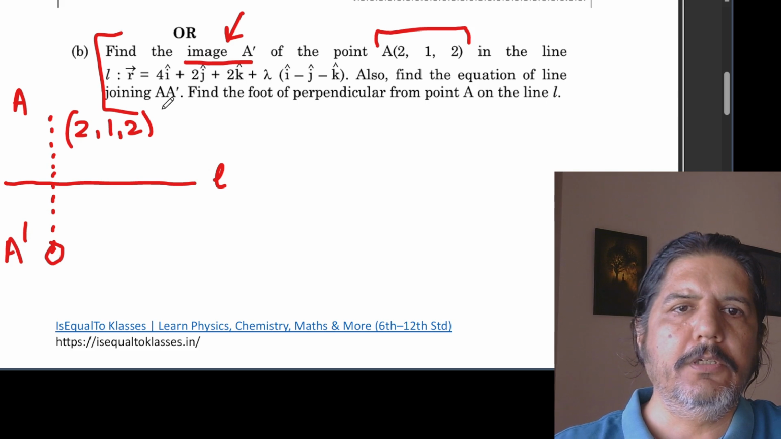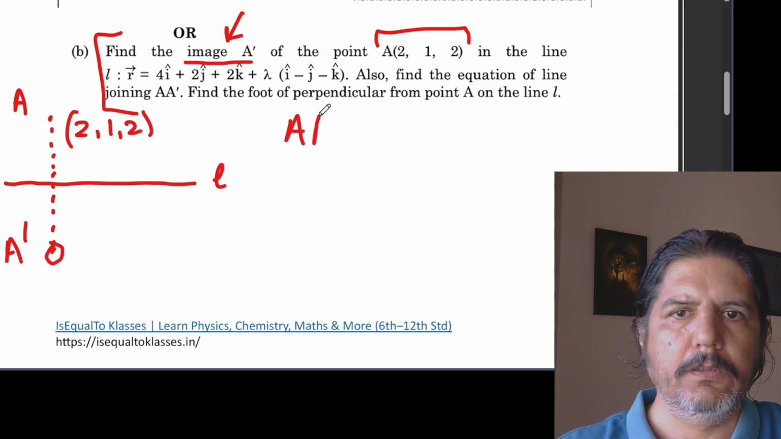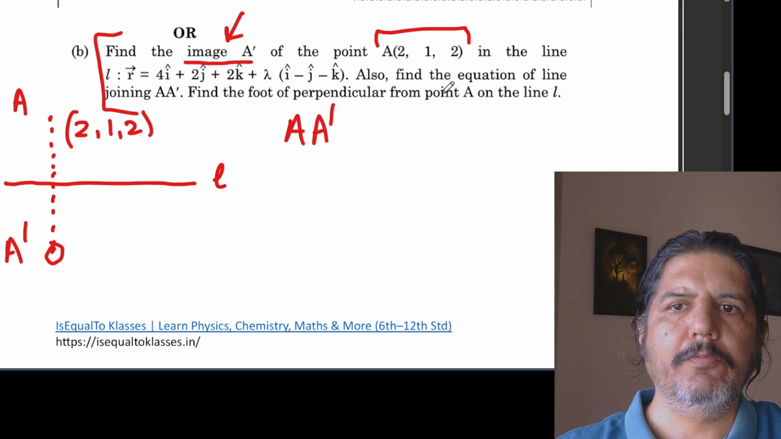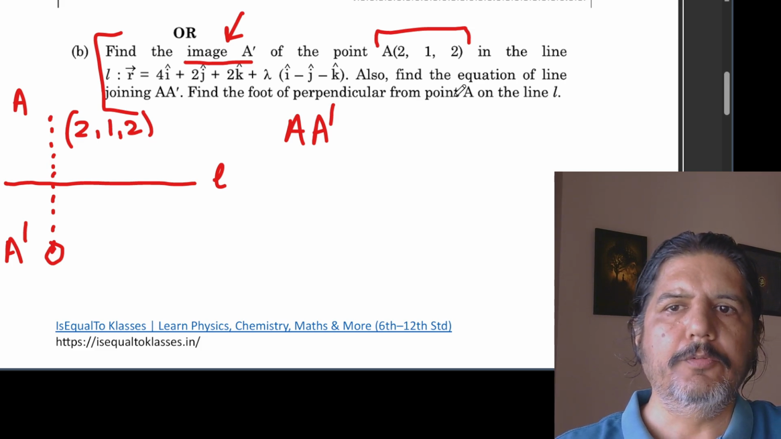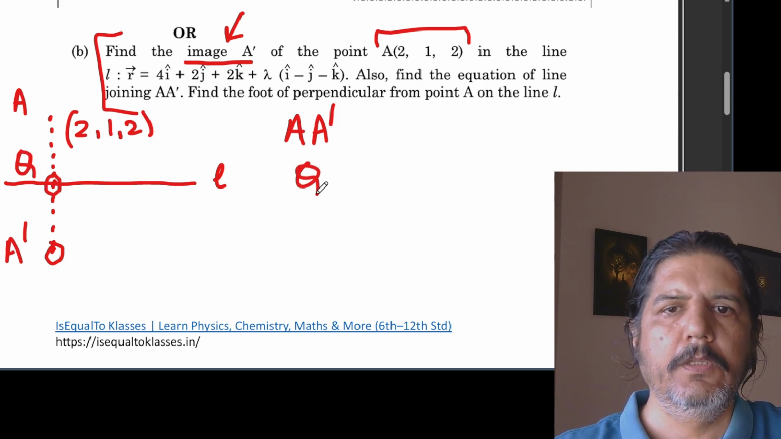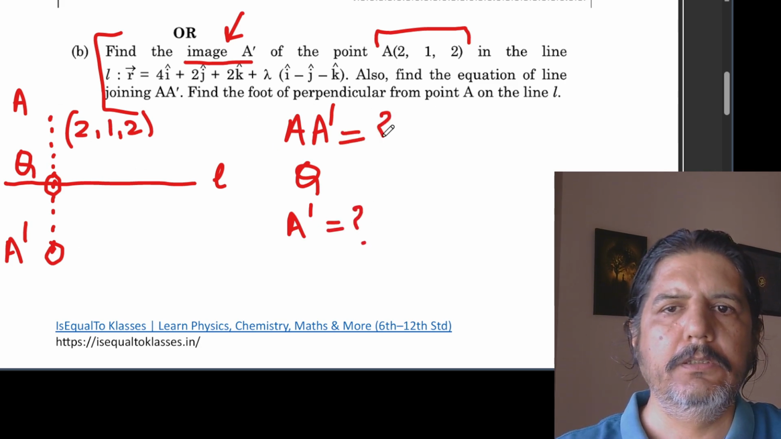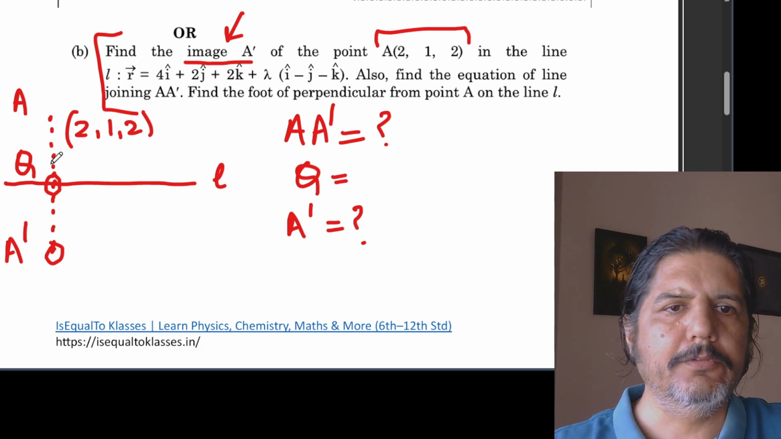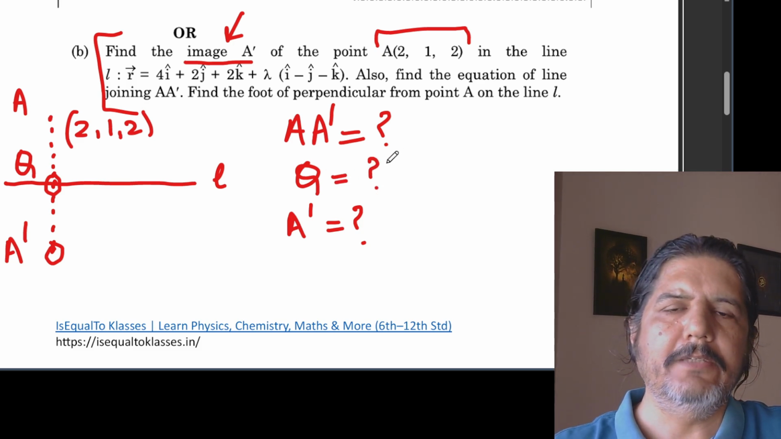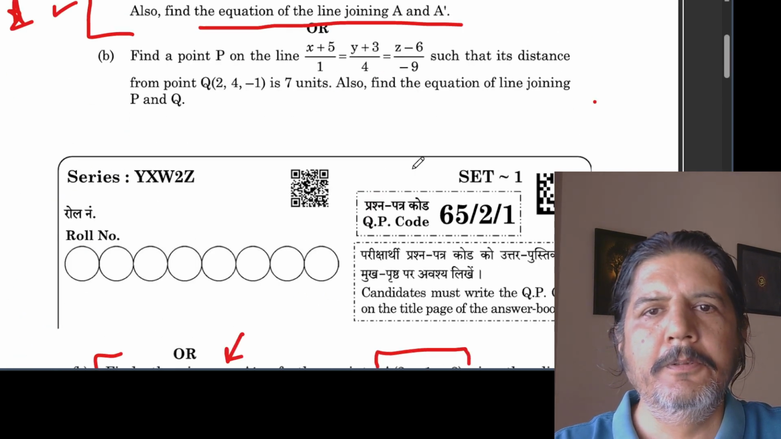So the first part of the question is we have to find this image A dash. Also find the equation of the line joining A A dash, and find the foot of the perpendicular from point A on the line. So we'll have to find point Q also. Basically we have to find point A dash, the equation of the line A A dash, and the coordinates of the point Q. Now, as I've told you, these are the typical questions which are being asked in board papers.